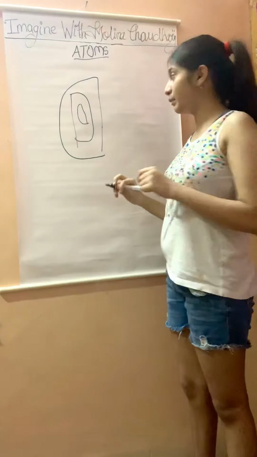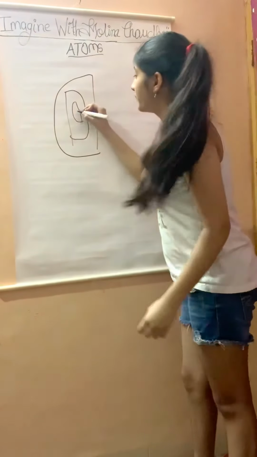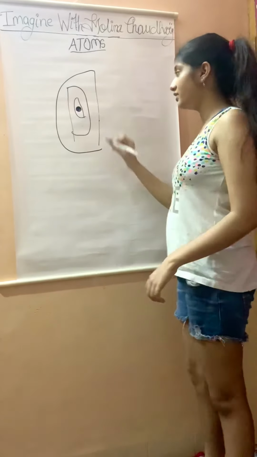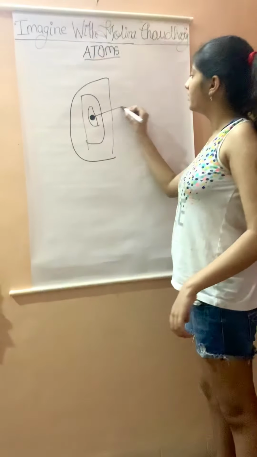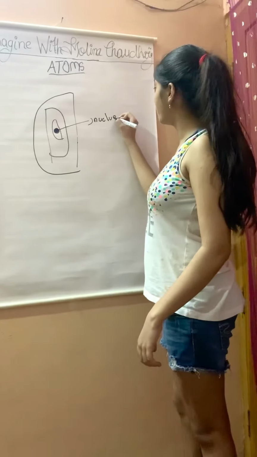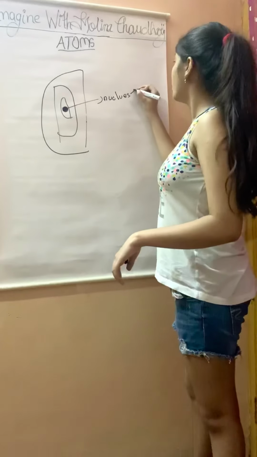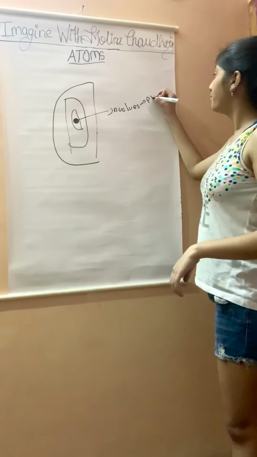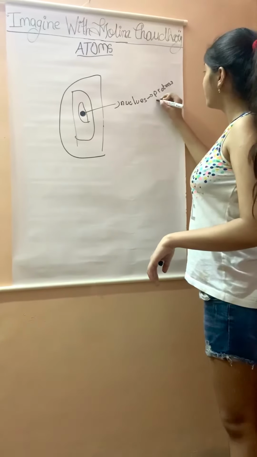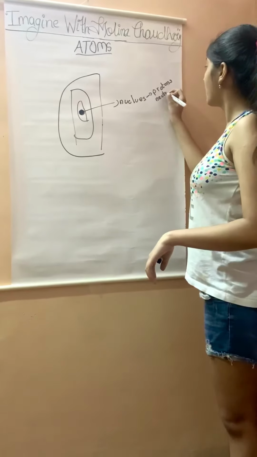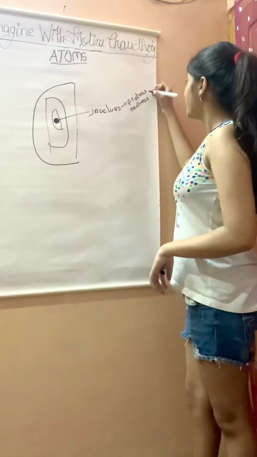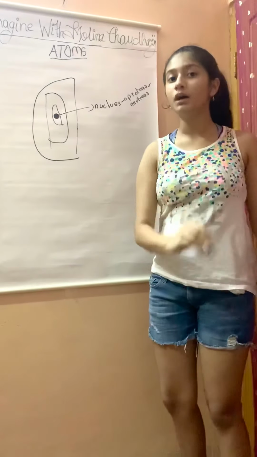The smallest shell has a small thing in it known as a nucleus. This nucleus is made up of even tinier particles which are protons and neutrons. So, protons have a positive charge.